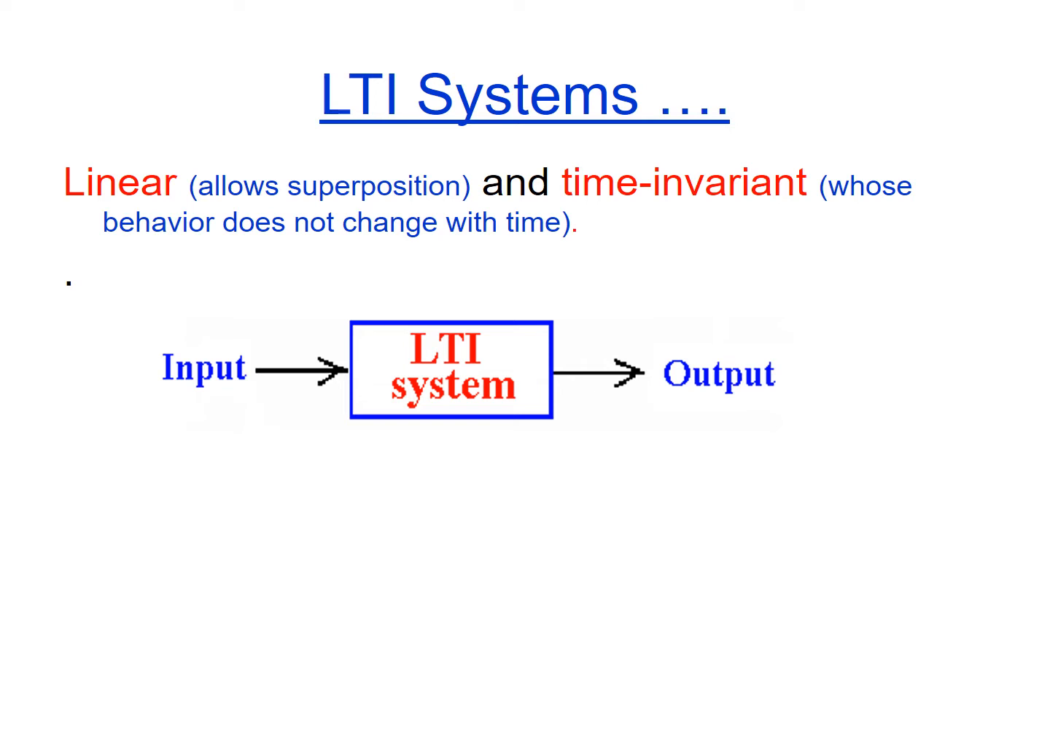LTI is linear time invariant, and linear means a system that allows superposition. So if you have more than one signal, you can apply one at a time and then add the results to get the final result. So that is linear. And time invariant means that the behavior of the system does not change with time. So if you apply a signal after 6 months or 1 year, the behavior of the system should remain the same. So the combined effect is called the LTI system.